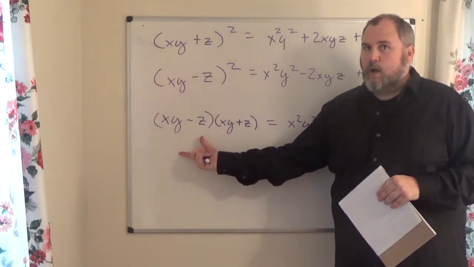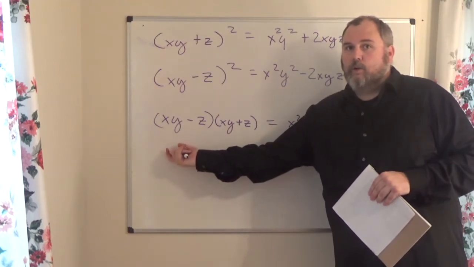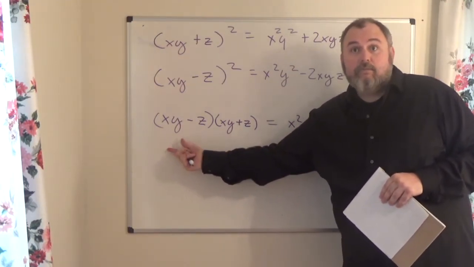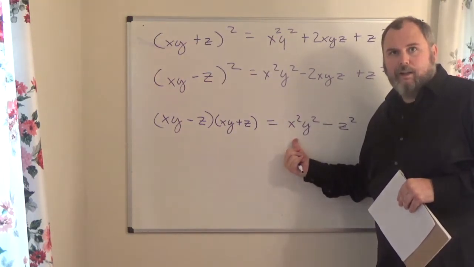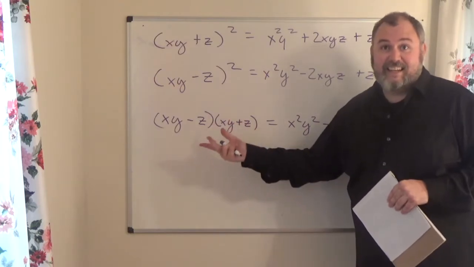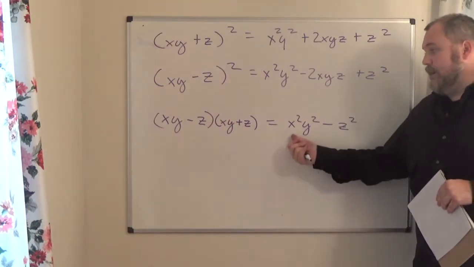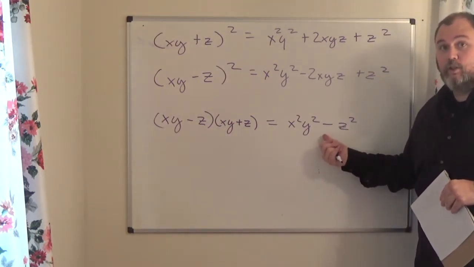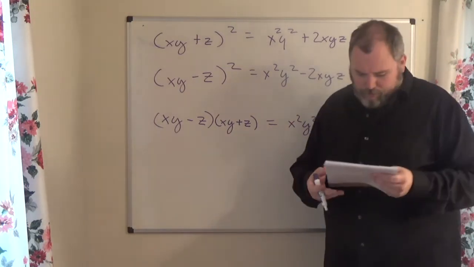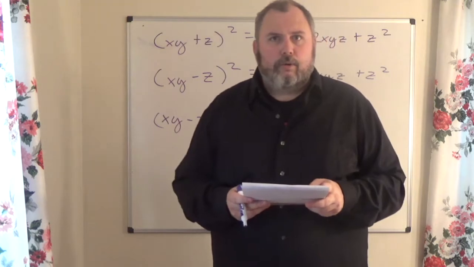The best one of them all, difference of squares. All I'm going to do is square my a term, which in this case is xy again, gives me x squared y squared. Then square my b term, which is z, and I get z squared. So x squared y squared minus z squared. All right. So hopefully you did okay on that.